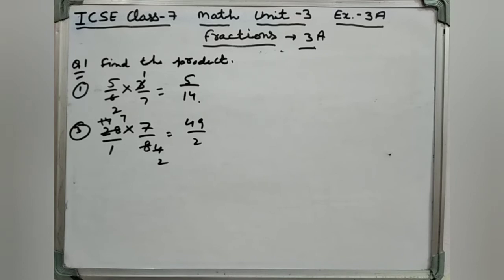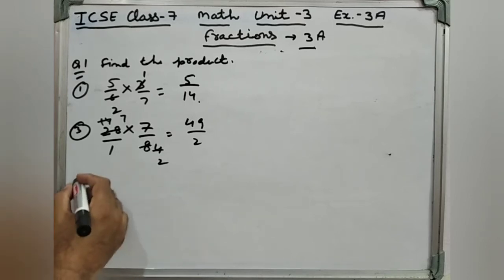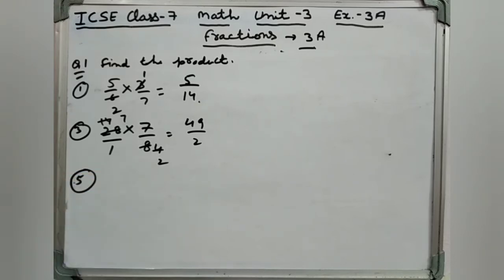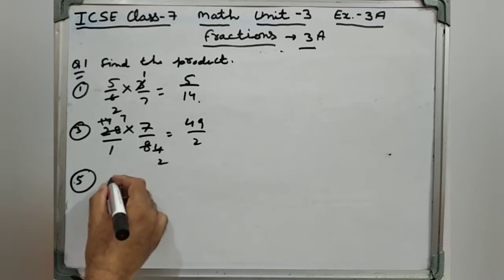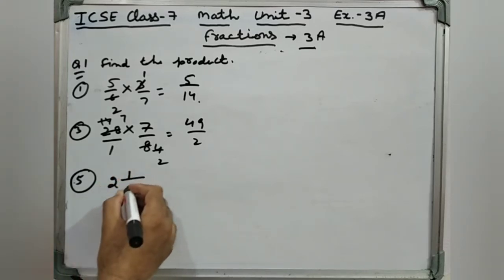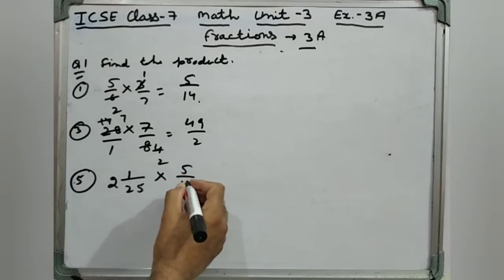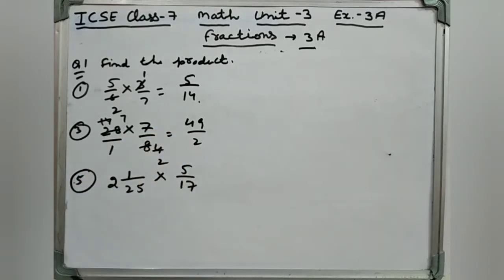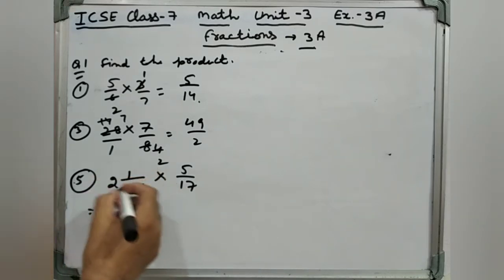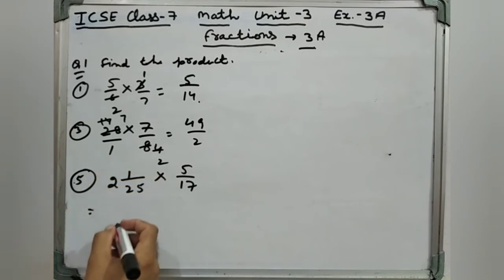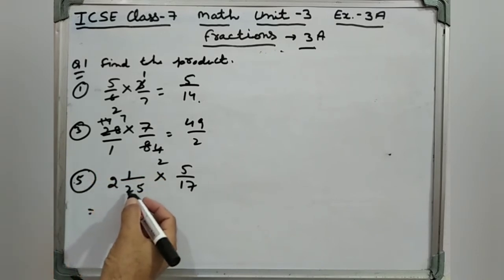Now we will move on to the next part, that is fifth. The fourth you will do your own. 2 1 multiplied by 25 5 upon 70, right students? Now this is a mixed fraction. We will make it a simple or improper fraction.